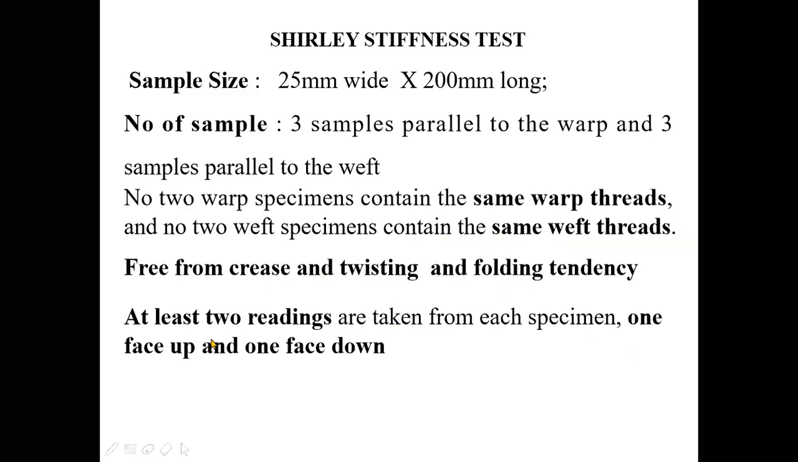One is from the face up, another one is a face down. That means one is a face up, another one is the back. So again I am telling you, you have to take at least 3 samples along the warp, along the wave direction. The sample size will be 25 millimeter into 200 millimeter, and for each sample we have to test the face as well as the back side.